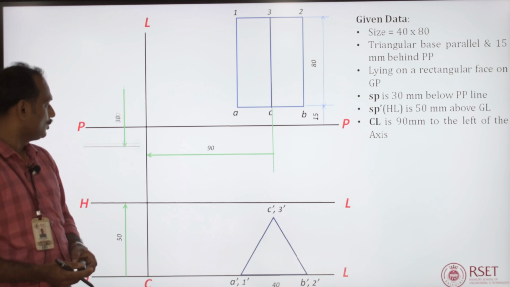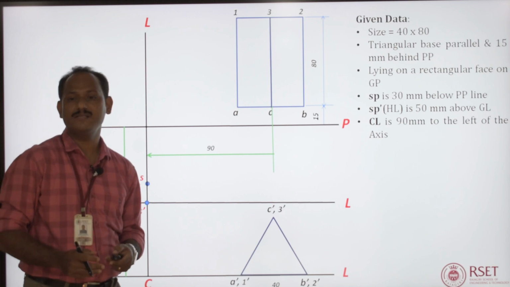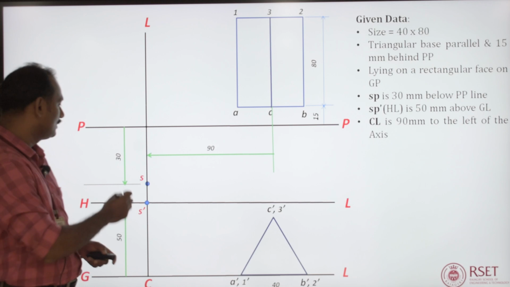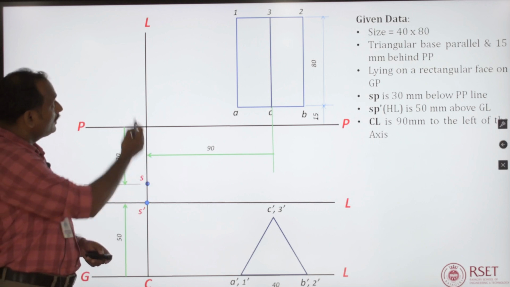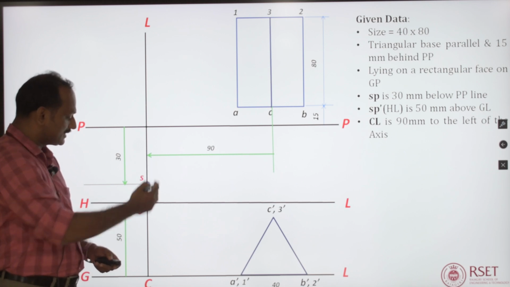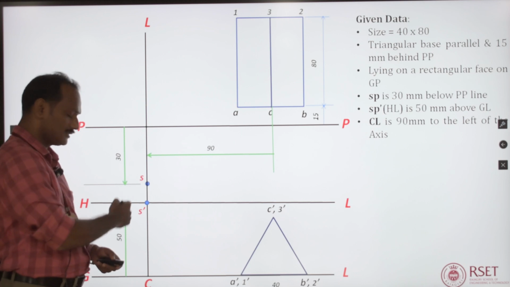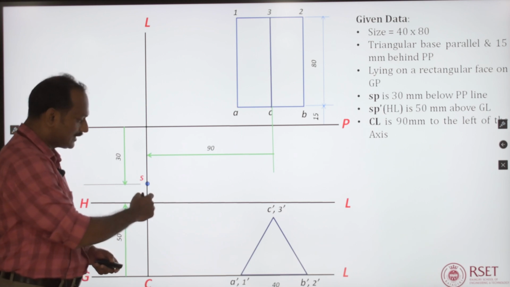The meeting point of the central line and the horizon line will give you the station point's front view. To find the top view, it is given that the observer is at a distance of 30 mm in front of the central plane. So, I have marked 30 mm below on the central line. You will get the station point's top view. It is denoted with S. The front view of the station point is denoted with S dash.